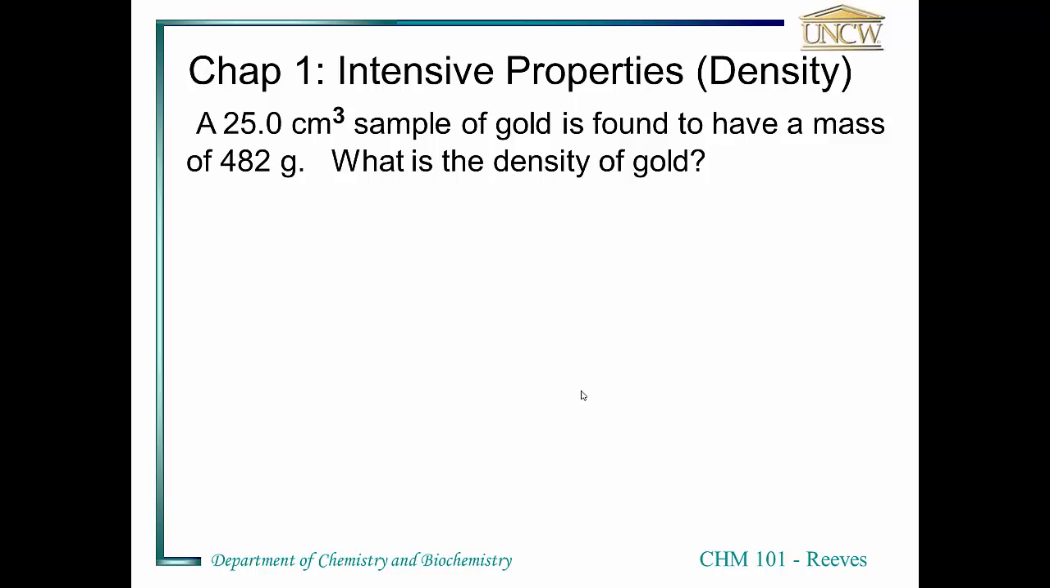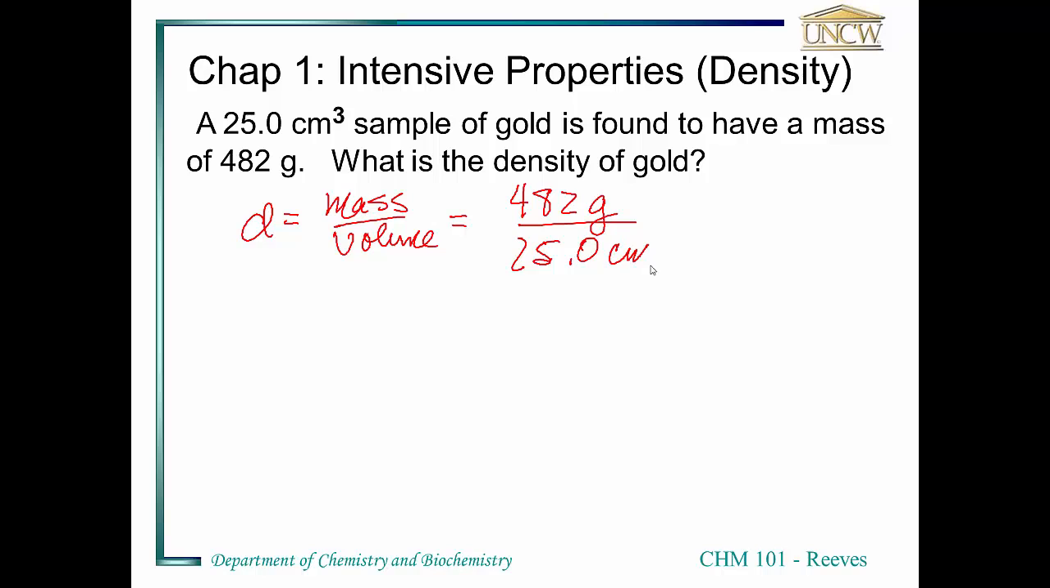All right. So suppose we have a 25 cc sample of gold, and it's found to have a mass of 482 grams. We can determine its density. Density is mass over volume, and that's going to be 482 grams divided by 25.0 cubic centimeters, and that's going to be equal to 19.3 grams per cubic centimeter. All gold has the same density, 19.3 grams per cubic centimeter. By comparison, water's density is 1 gram per cubic centimeter.